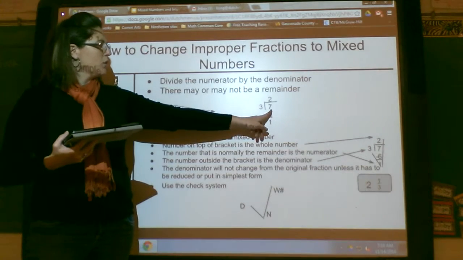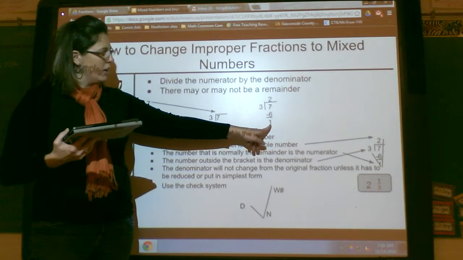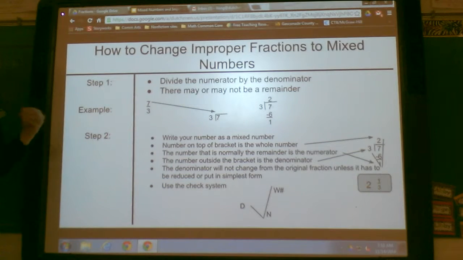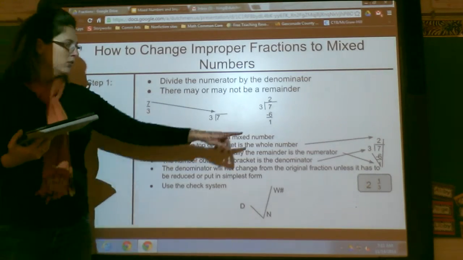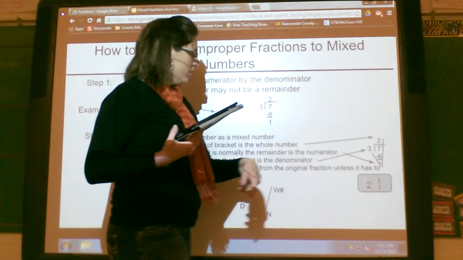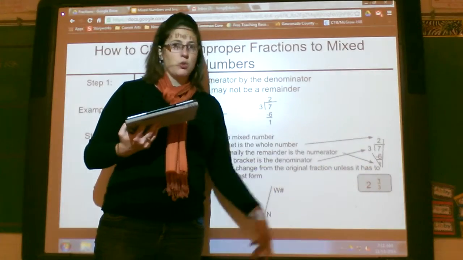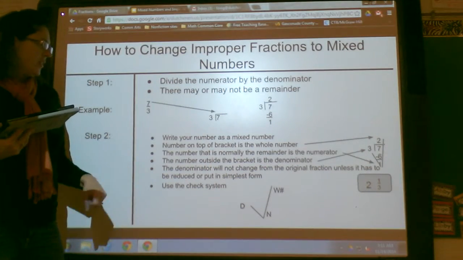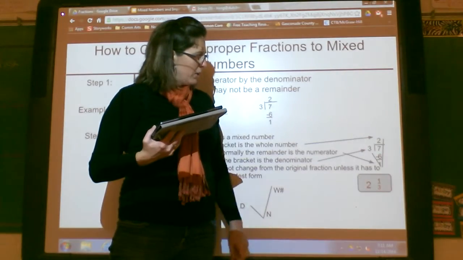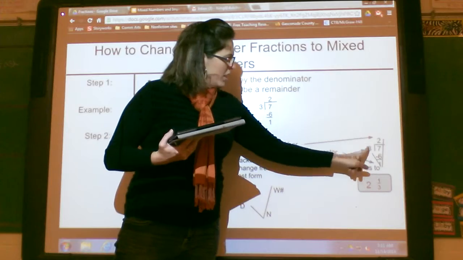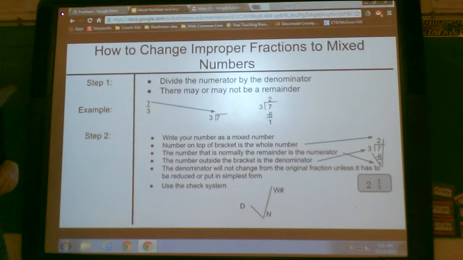So when we work that out, 3 goes into 7 twice. 2 times 3 is 6. We subtract and get 1. Now, how we write it as a mixed number is the number on top of the bracket is the whole number. So this is our whole number. The number that is normally the remainder, which you end up with left down here, is your new numerator. And the number that is on the outside of the bracket is your denominator. So our 3 is our denominator. So 2 1/3 is that improper fraction as a mixed number.